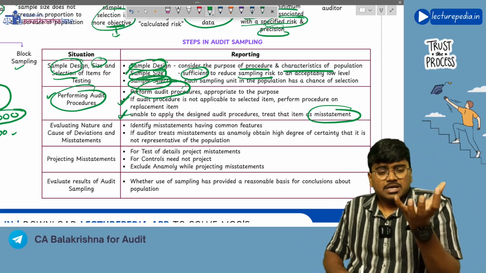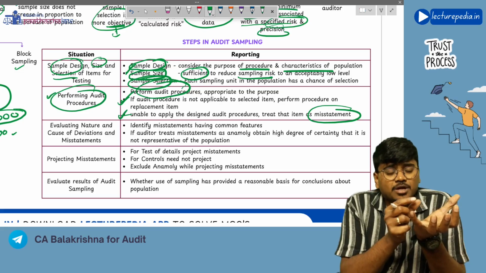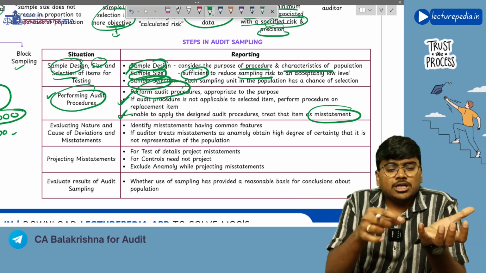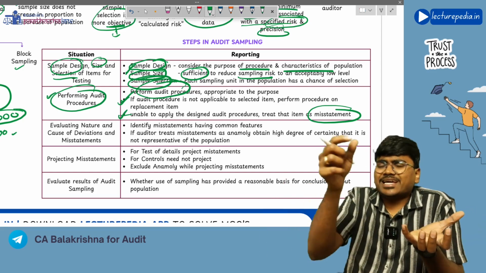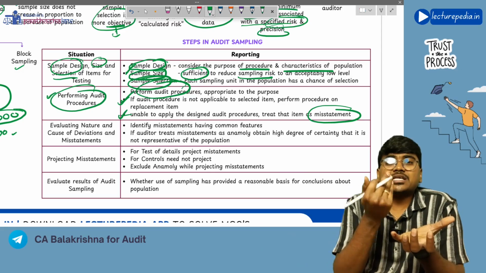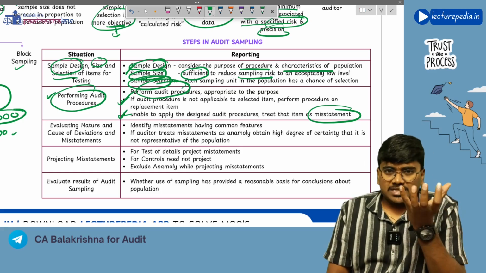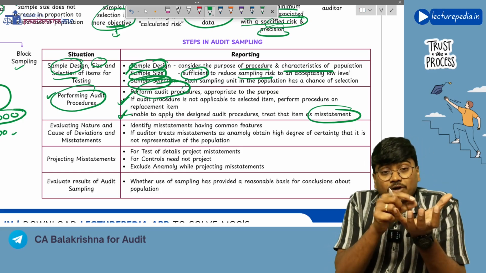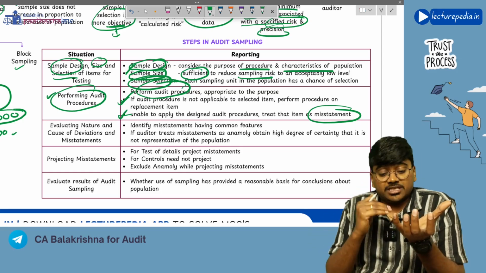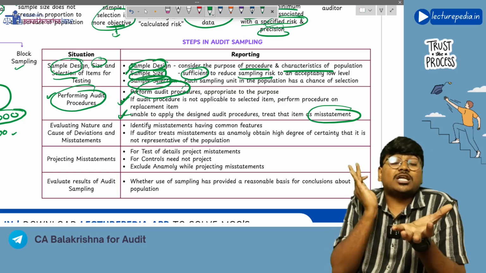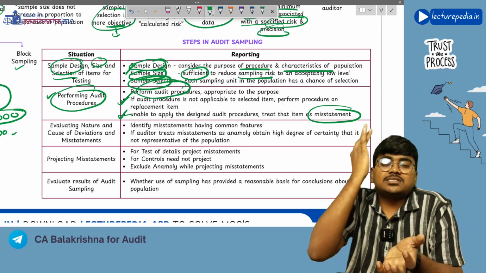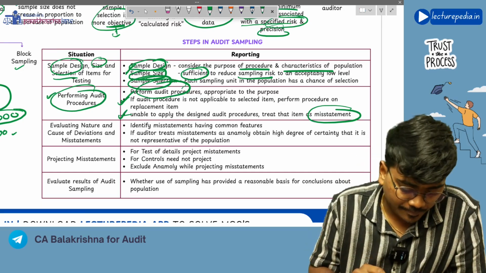You have selected the sample. In the sample, there is one particular item for which the audit procedures that you are going to apply are not at all applicable. Then you will remove that item from the sample, take a new item into the sample, and on that new item you will perform audit procedures. This is the replacement item. Next, you have selected the sample, and in this sample there is one particular item on which you are not able to perform the audit procedures. These audit procedures are applicable to that item, but you are not able to perform them because of some circumstances. Then you will call that item a misstatement. Got it?